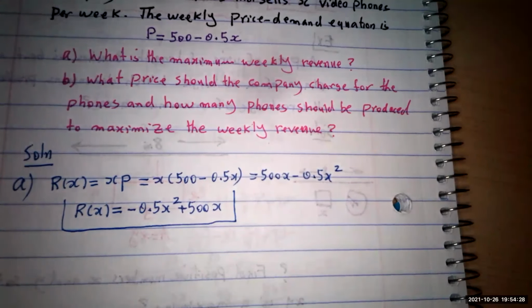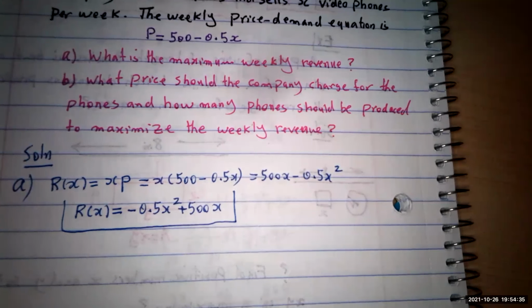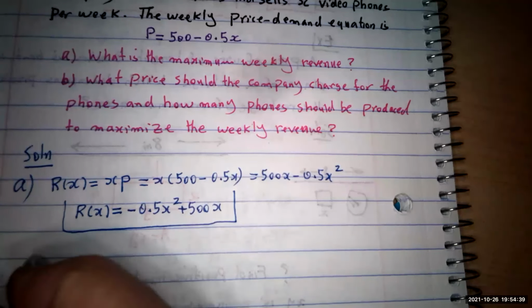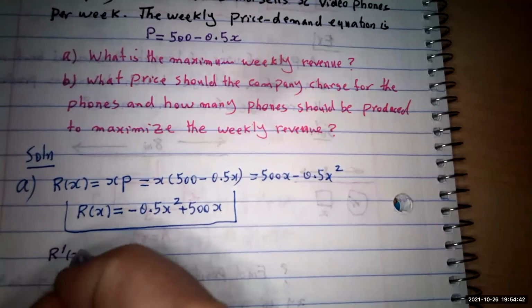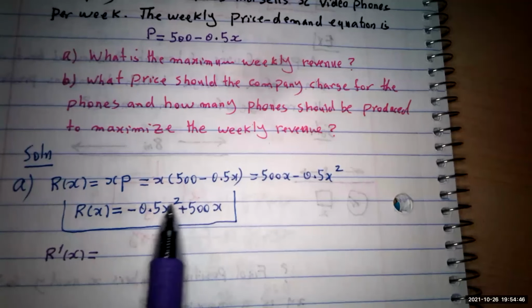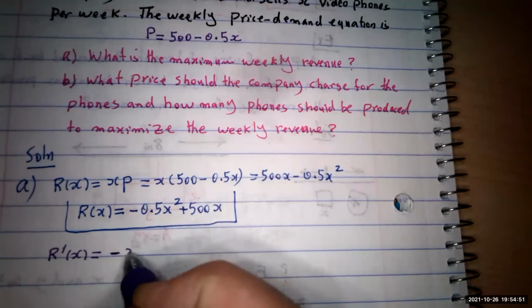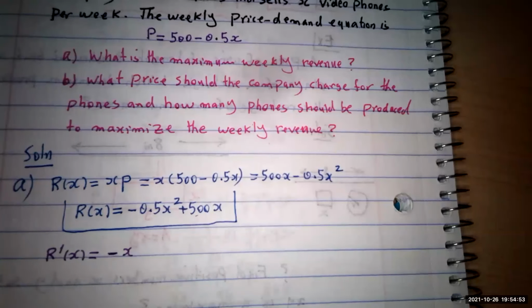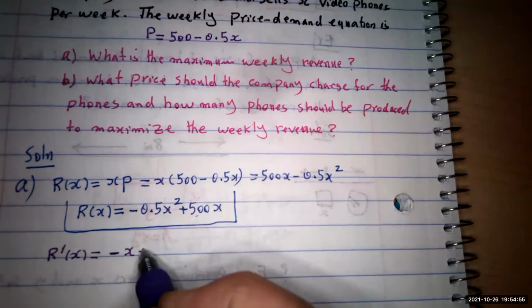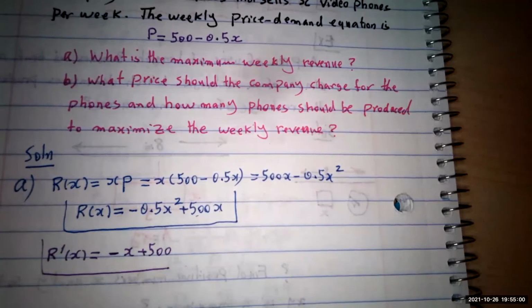Okay, now you want to maximize it. From now on, it's just a calculus problem. A function is given to you, you want to find the maximum of this function. You know that you have to find the critical number. Okay, so we start with R prime of x, carefully differentiated. That gives you 0.5 times 2, that gives you just 1. So it's going to be negative x, and the derivative of 500x would be just 500. So that would be the derivative, R prime.